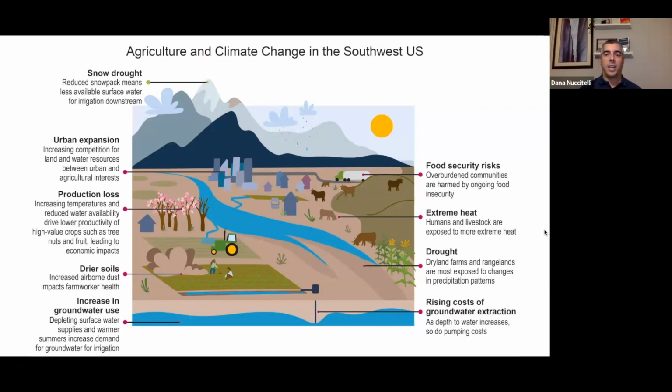So all these different issues interact and impact our water supply, which then impacts our agricultural productivity. So it's something we need to minimize by minimizing future global warming, and also something we have to adapt to by finding more efficient ways to use our water and reuse our water.